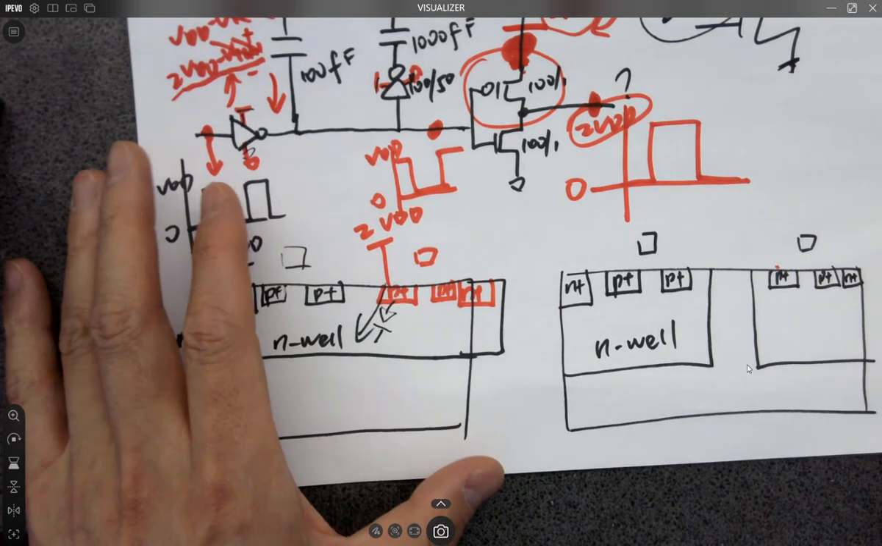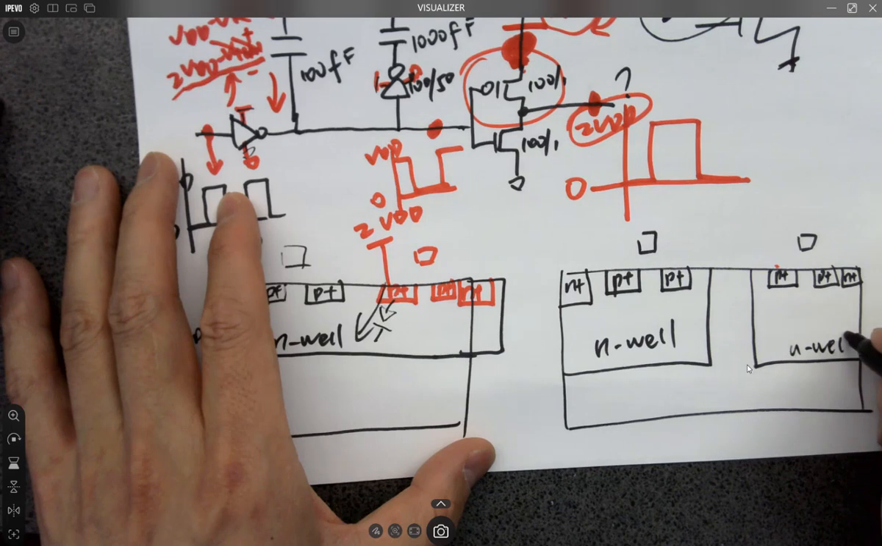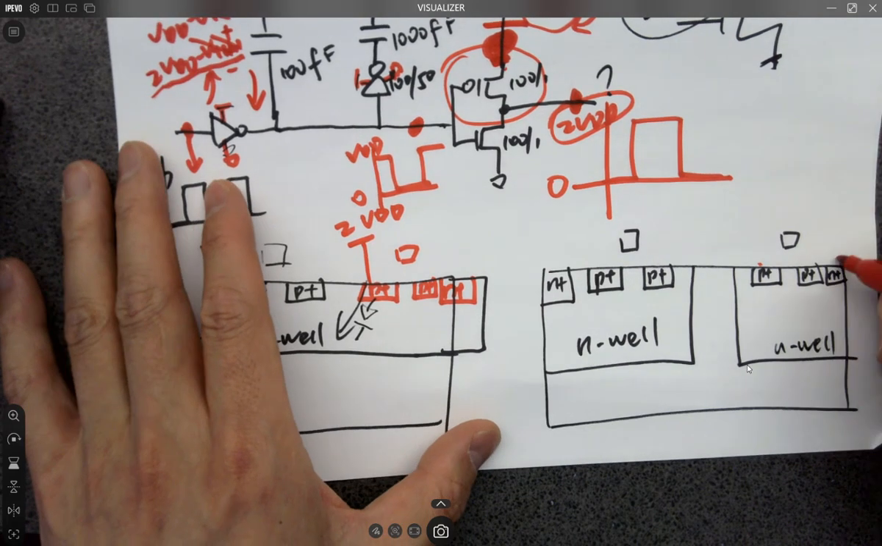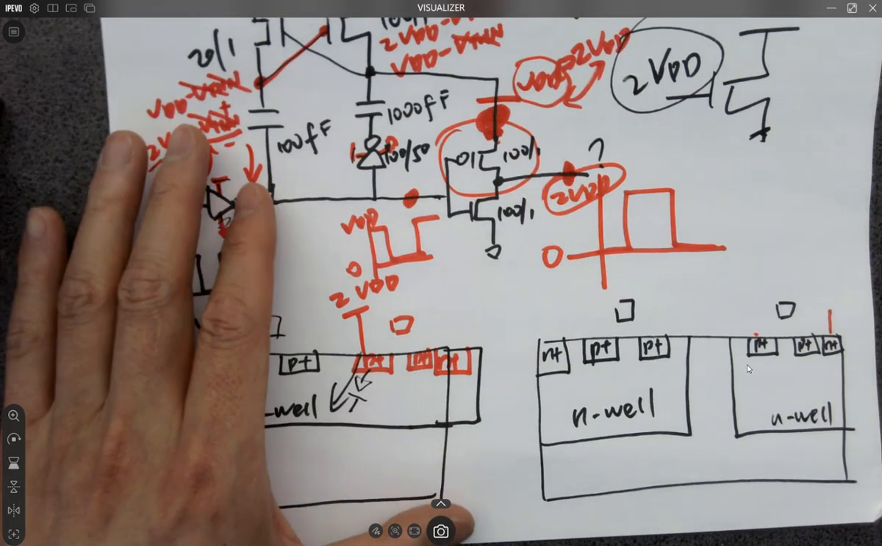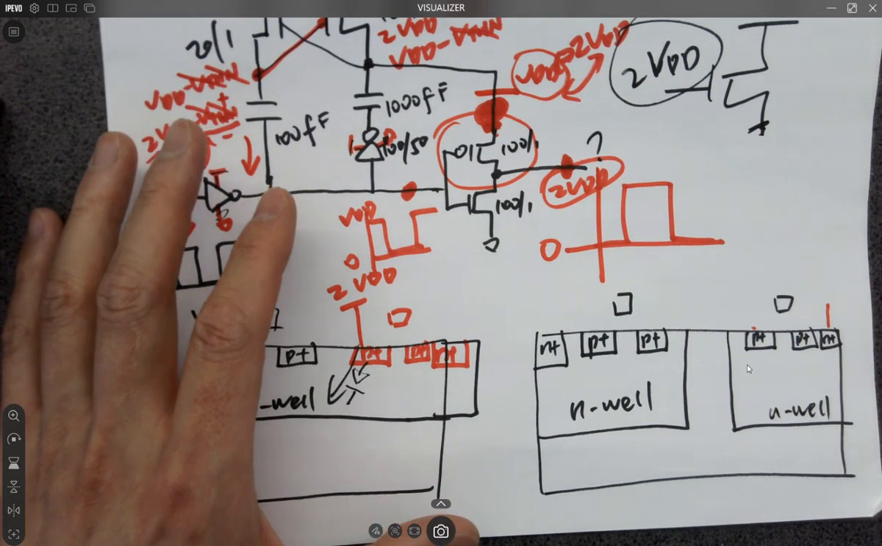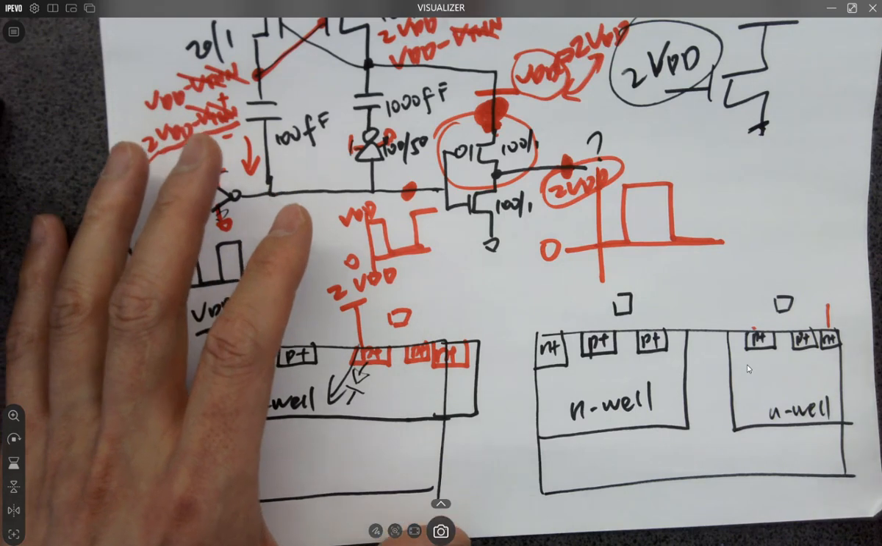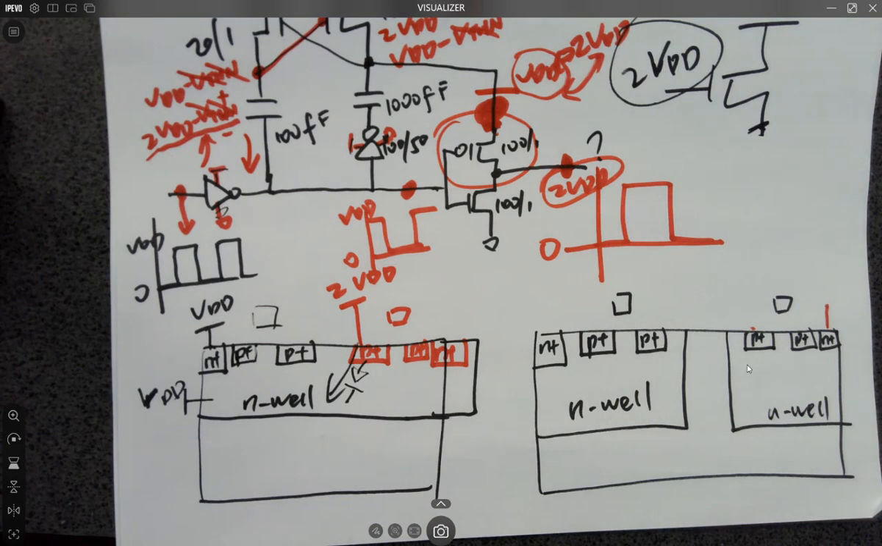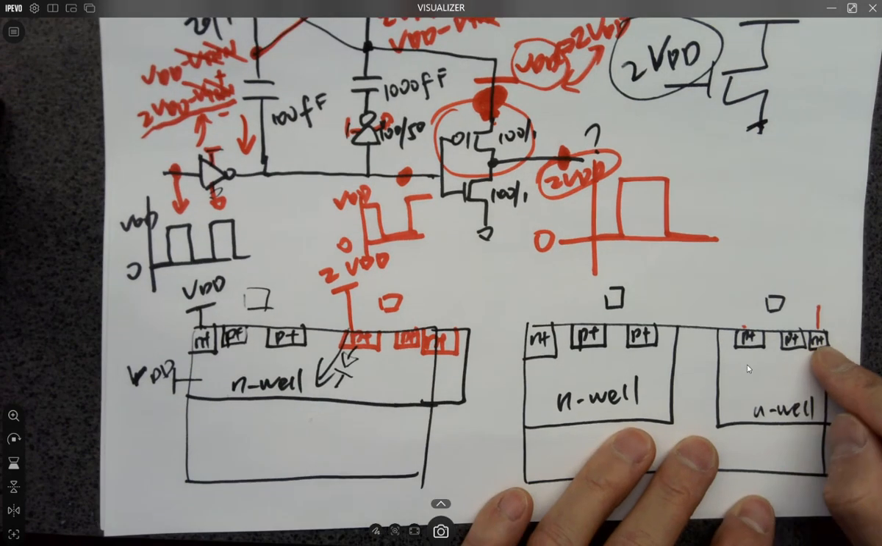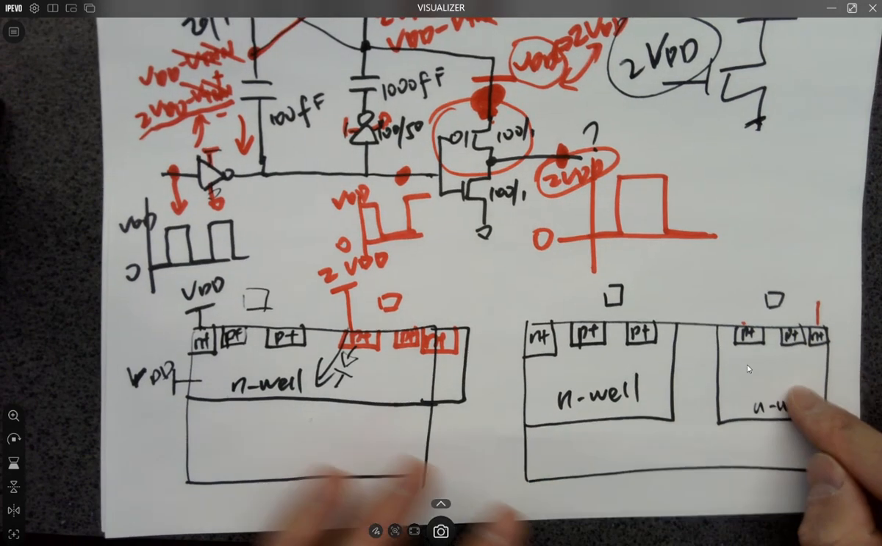It has its own tap, N-tap. So this N-tap, N+, should be shorted to where? 2 VDD. You guys are like, oh, I need another power supply. Let's increase the cost. Where? So where should I short this N-tap or N-well? The one with the higher voltage.